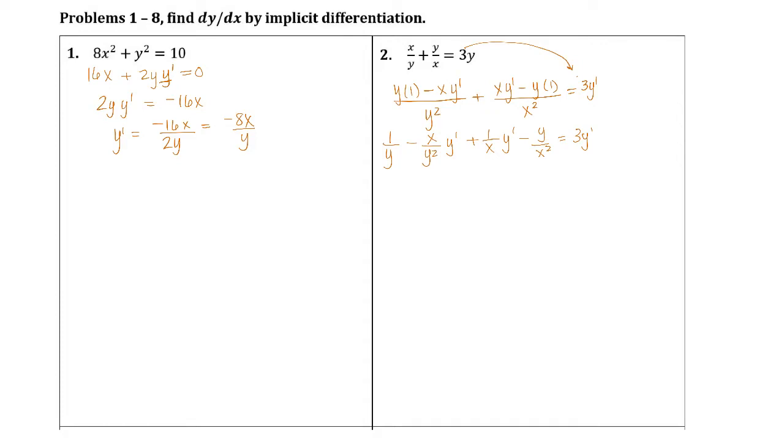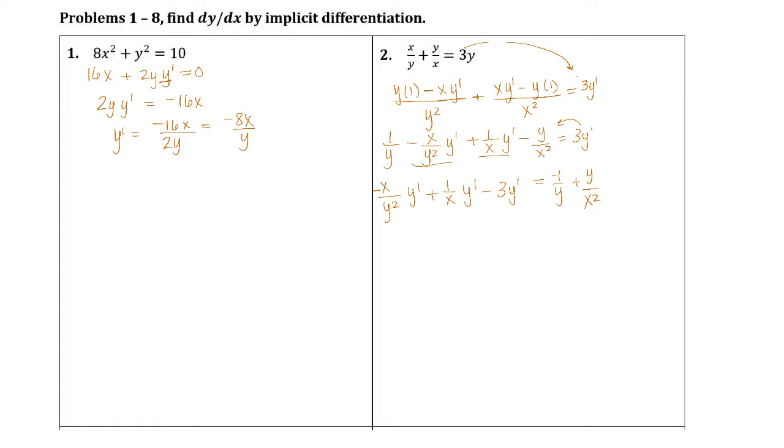And we are going to try to get our y primes together on one side and move everything else over to the other side. And when we do that, we have x over y squared, y prime, and it is negative. And we also have this term 1 over x, y prime, minus 3y prime equals, as I move that over, negative 1 over y plus y over x squared.